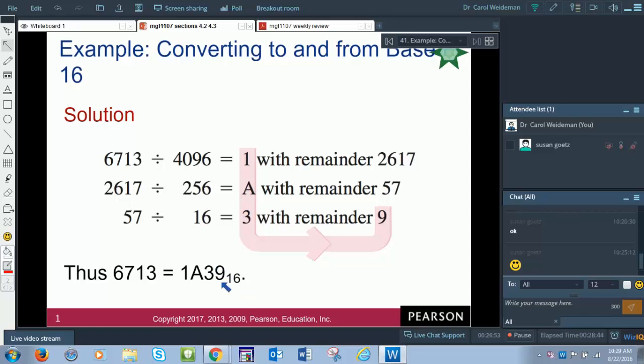And again, once you've converted it, you can put it in expanded form and check to make sure that you did it correctly when you go back to the other base, or back to base 10 in this case, sorry.